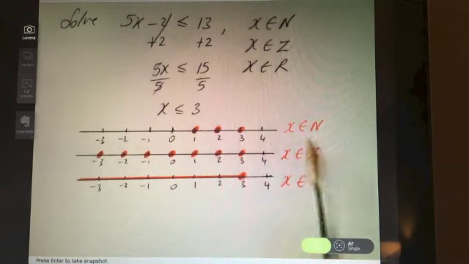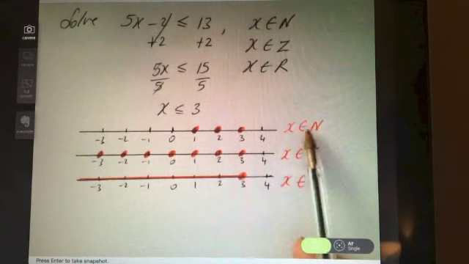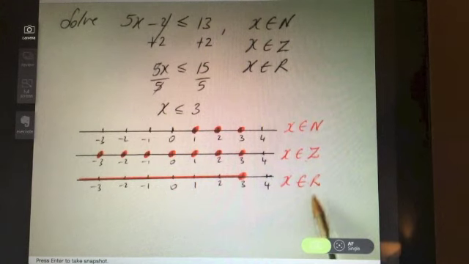All right, so there are your 3 different answers depending on whether you're told it's a natural number, an integer, or a real number. Right, let's try an example.